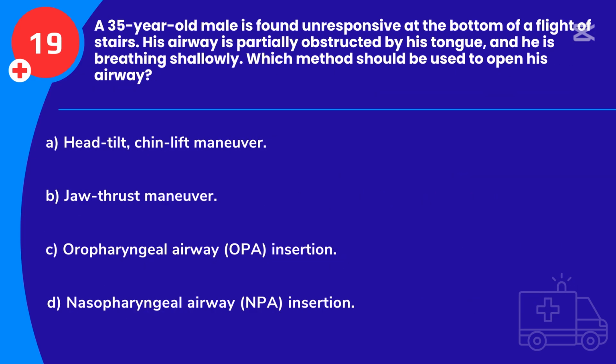Question 19. A 35-year-old male is found unresponsive at the bottom of a flight of stairs. His airway is partially obstructed by his tongue, and he is breathing shallowly. Which method should be used to open his airway? A. Head tilt, chin lift maneuver. B. Jaw thrust maneuver. C. Oropharyngeal airway, OPA, insertion. D. Nasopharyngeal airway, NPA, insertion.